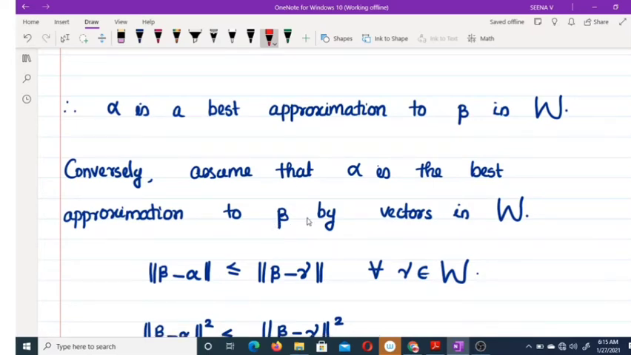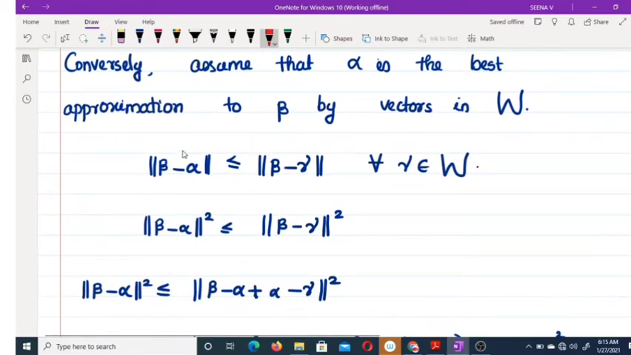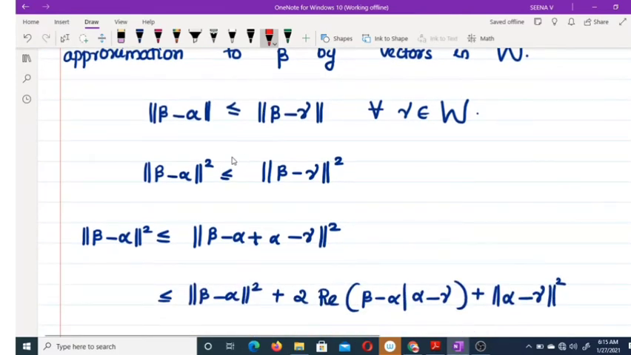The converse part: assume that alpha is the best approximation to beta by vectors in W, and we have to prove beta minus alpha is orthogonal to every vector in W. So by definition, we get norm of beta minus alpha less than or equal to norm of beta minus gamma for every gamma belongs to W. Squaring this, we get norm of beta minus alpha whole square is less than or equal to norm of beta minus gamma whole square.